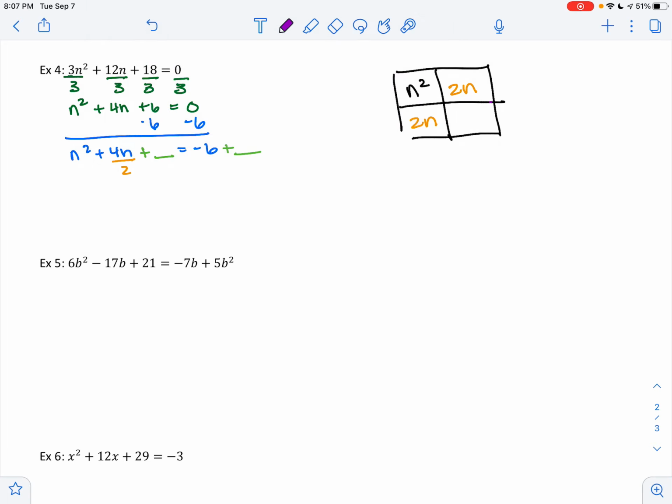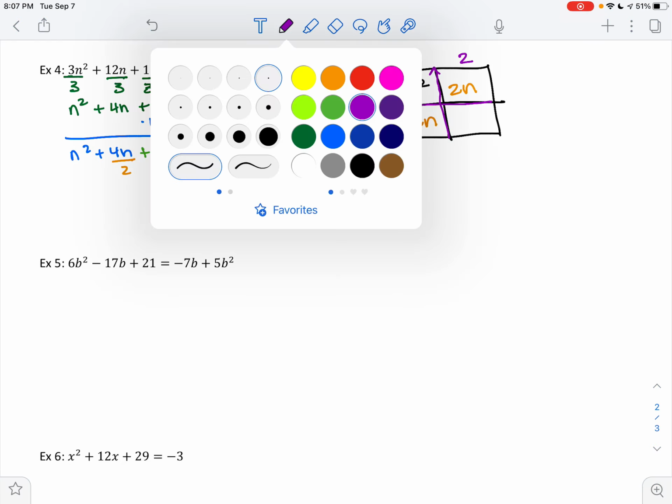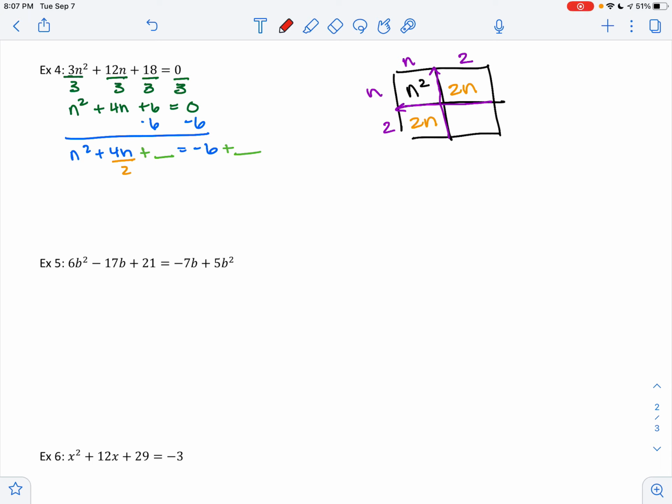The greatest common factor of the top row is n. The greatest common factor of the left column is n. N times 2 would give me 2n, and n times 2 would give me 2n. The missing value that completes the square is going to be 2 times 2, which is 4. So 4 is the number that I am going to add to both sides of this equation.